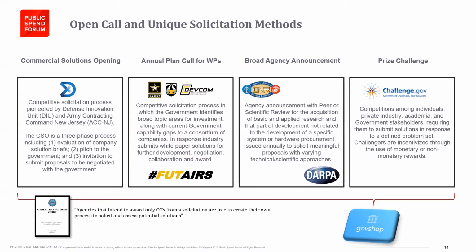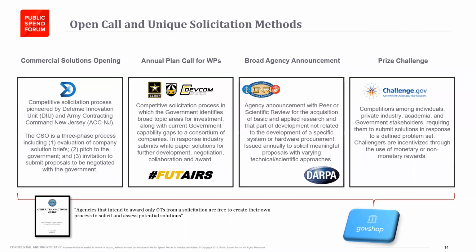But the reality is the agency announcement tells you what the rules are to submit your solution. It tells you what the evaluation criteria are to be selected for funding. And they're just an open call that's there the whole year. The commercial solutions opening is the same thing, at least when you're in the other transaction authority context.